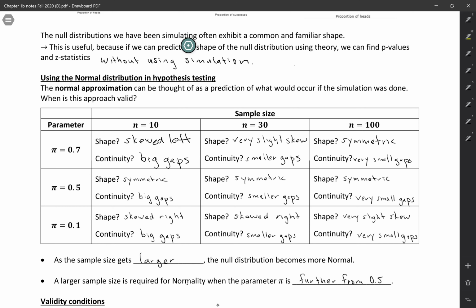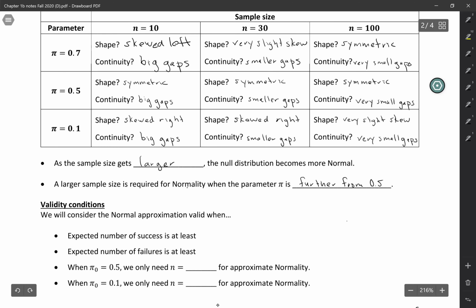With 0.1, it started off really skewed, and we needed a very large sample size to start to address that and make it more symmetric. So we're going to use validity conditions to help us decide when it's appropriate to use the normal approximation. In other words, when can we use the normal distribution instead of doing a simulation? And because the shape of the null distribution depends on both the sample size and the parameter, we need to take both of those things into account when we look at our validity conditions.